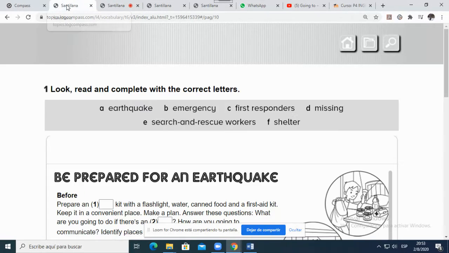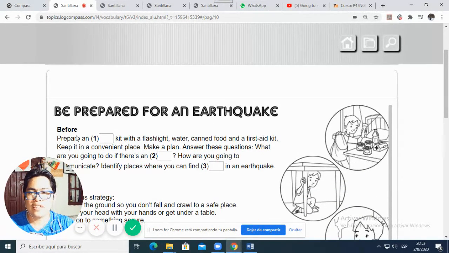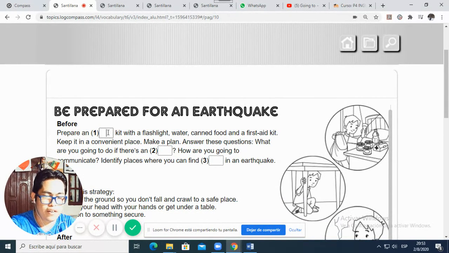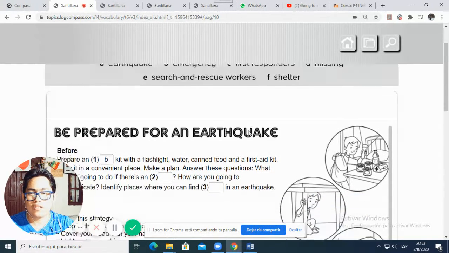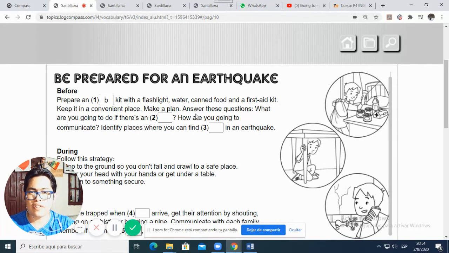Finally, in the last page, lesson 10, we complete using one of these words, okay? So, for example, be prepared for an earthquake. Prepare an emergency kit with a flashlight, water, canned food, and a first aid kit. So what word do you think goes here? Here, we will use the word emergency, letter B, okay? So we only write the letter here, letter B, and that's it, okay? You continue reading and you complete using one word from this box and you write only the letter, okay? Well, kids, that's all for this activity, okay?